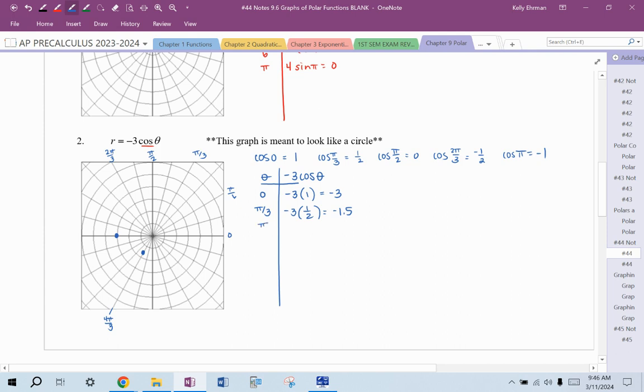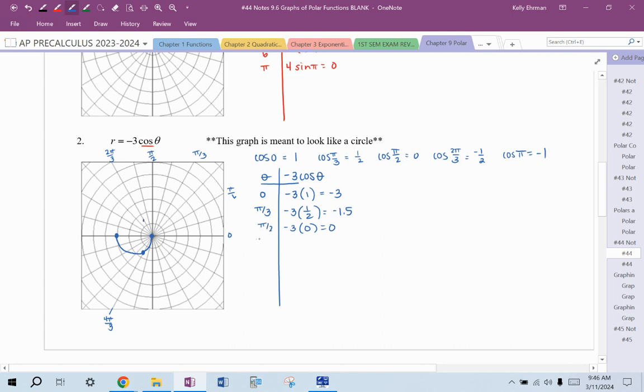And then we plug in pi over 2. We get negative 3 times cosine of pi over 2 is 0. So now we're over to the origin, I should say. So far, here's our graph. I'm rounding it out because I know it should look like a circle. And then again, if I realize this graph should look like a circle, I could use symmetry here and say, oh, on the 2 pi over 3 line, I should be at 1.5.